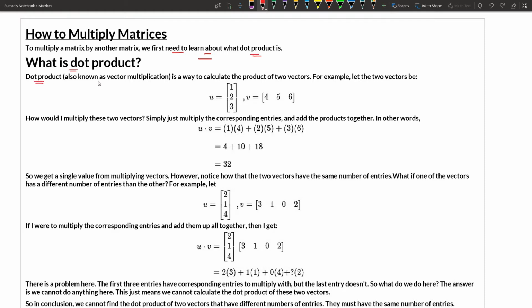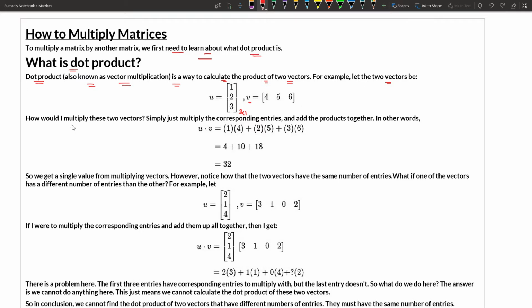The dot product, also known as vector multiplication, calculates the product of two vectors. Suppose we have two vectors. u is equal to, as a column matrix, 1 2 3. That means one column and 3 rows, so you may write it as 3 cross 1. Another vector, small v, is equal to 4 5 6, which is a row matrix.